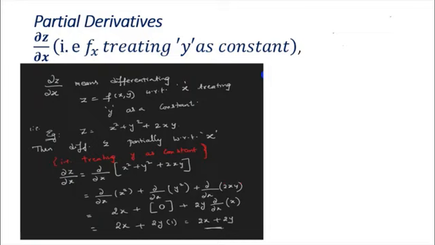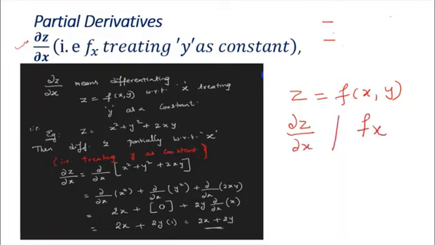So here the first one is finding dou z by dou x. What do we mean by that? If a function is given, z equals f of x comma y, first we have to find dou z by dou x, or you call it fx. What do you mean by that? When you are differentiating z with respect to x, then treat y as a constant. Other than x, whatever you get, that is a constant. So here y is a constant.